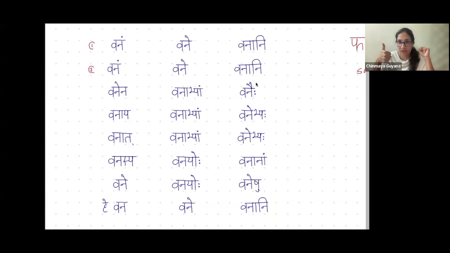Again. Vanam, vane, vanani. Vanena, vanabhyam, vanaihi. Vanaya, vanabhyam, vanebhyah. Vanat, vanabhyam, vanebhyah. Vanasya, vanayoho, vananam. Vane, vanayoho, vaneshu. He vana, he vane, he vanani.